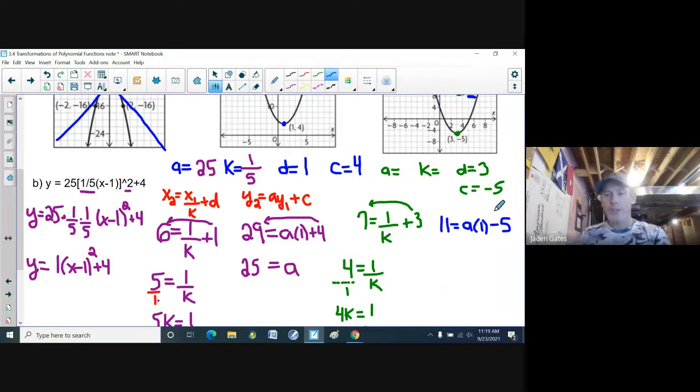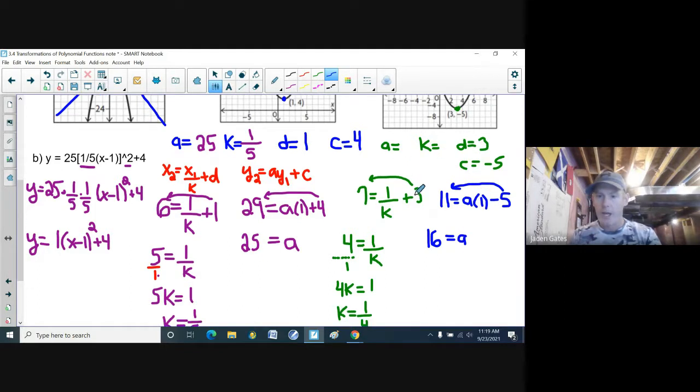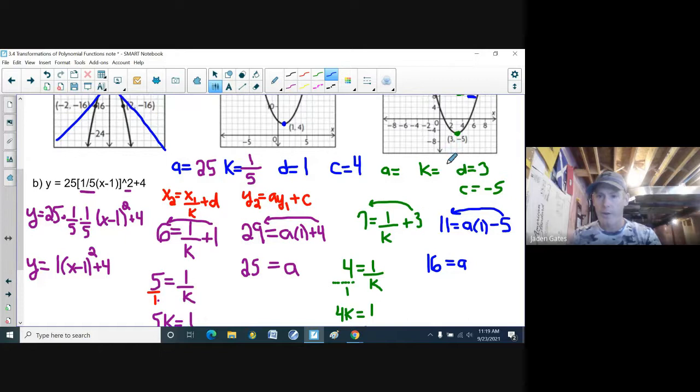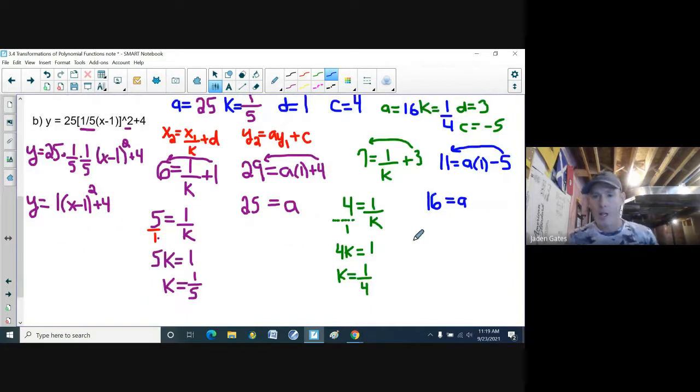All right, now to solve this equation, I'm going to bring this minus 5 over to the other side. Again, changes side, changes sign, so it's going to be a plus 5. So 11 plus 5 is 16. And a times 1 is just an a. So there we go. I got my k is 1/4 and my a is 16. And so now I substitute into my equation. What's it going to look like here?